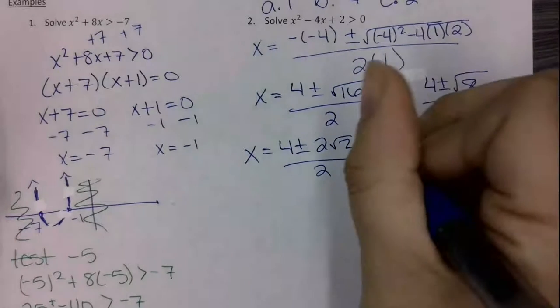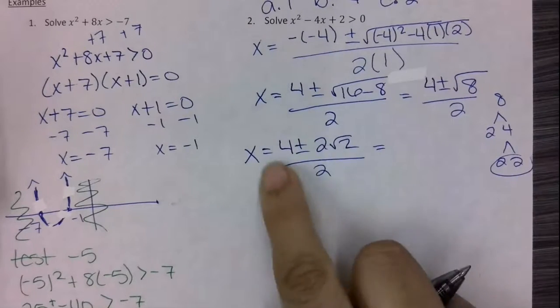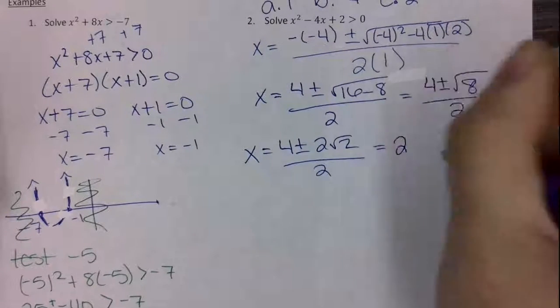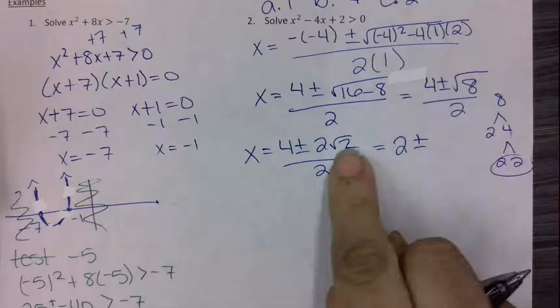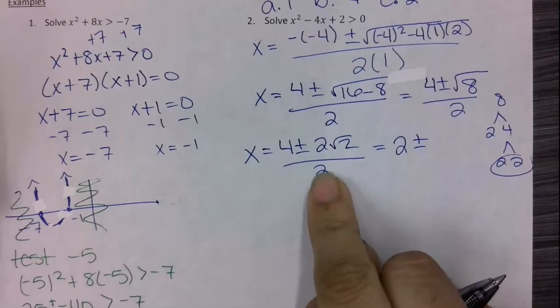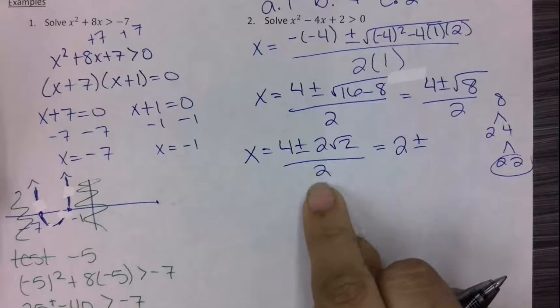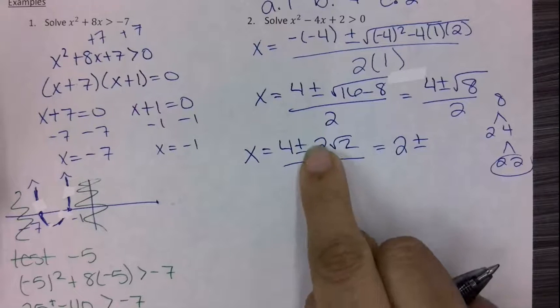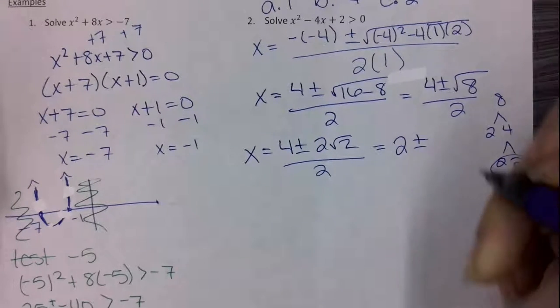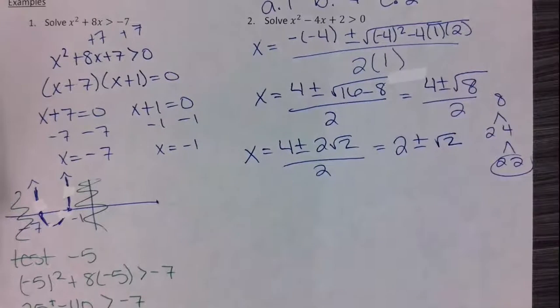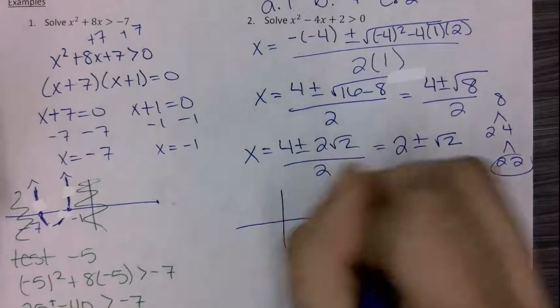Okay. Then I want to simplify. I'm going to divide these by 2. 4 divided by 2 is 2. And then when I get to the second piece, 2 square root of 2 divided by 2, only those cancel out. The radical doesn't change. Oh, I can't add them. Okay. I can sketch my picture, though.